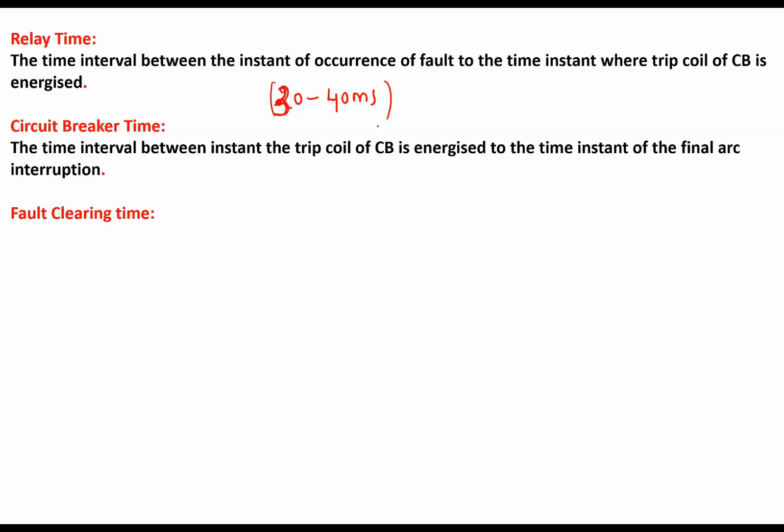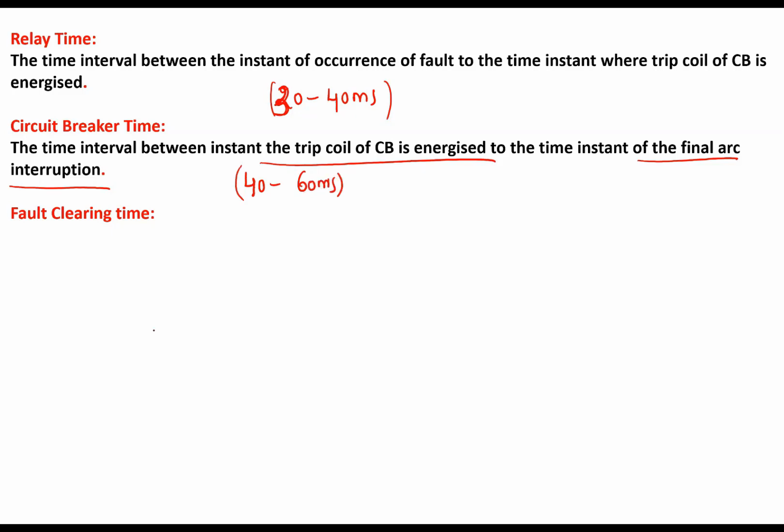What is the time taken by the circuit breaker to clear the fault is the circuit breaker time. It is the time interval between the instant the trip coil of the circuit breaker is energized to the time instant of the final arc interruption between the fixed and moving contacts. Okay. So in very high speed circuit breakers, this will be in the range of 40 to 60 milliseconds.